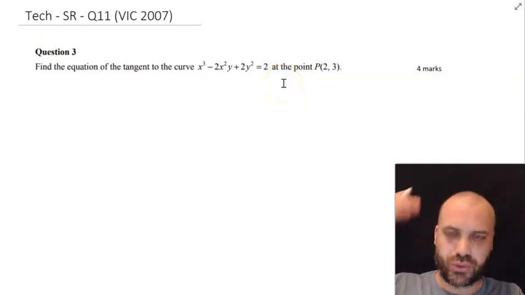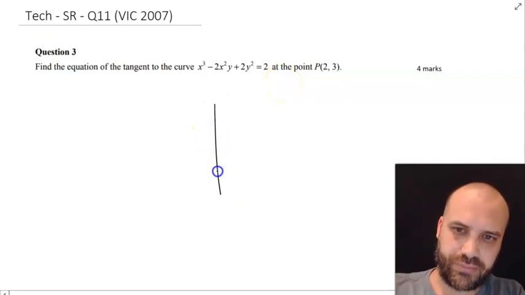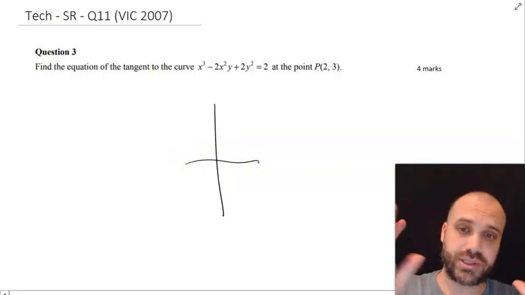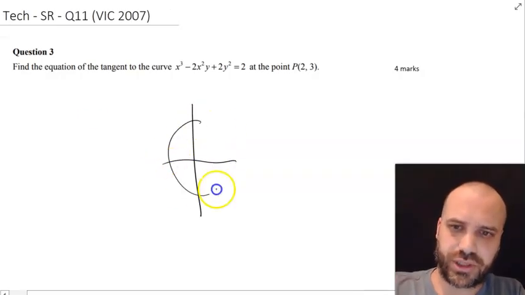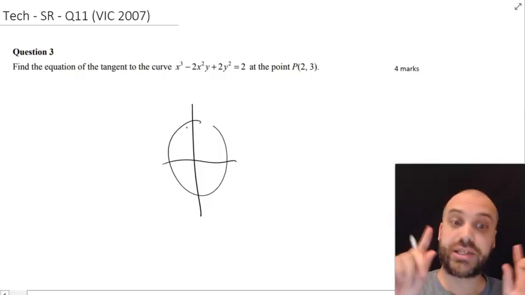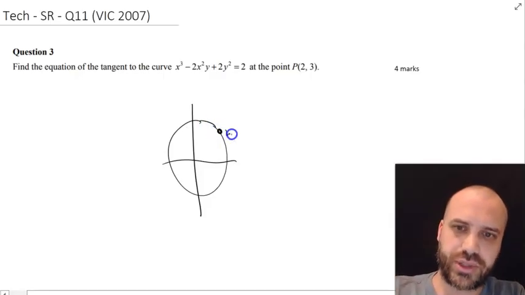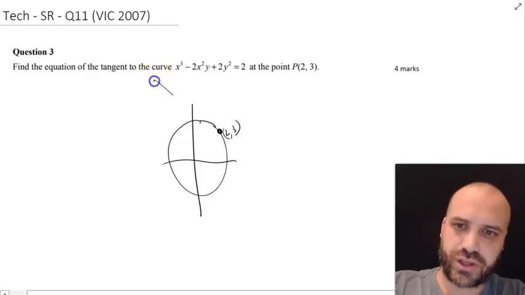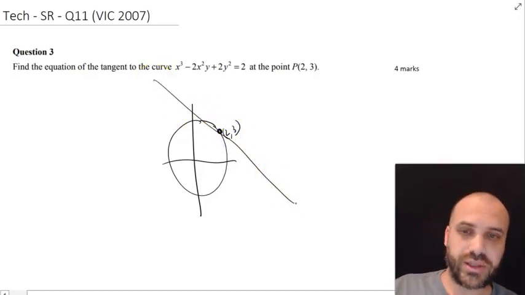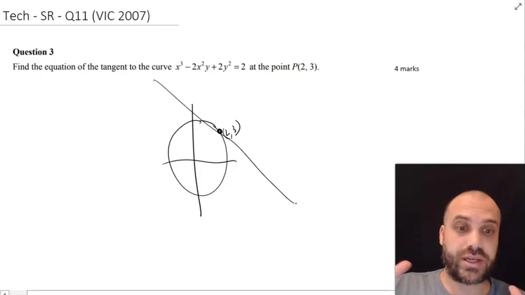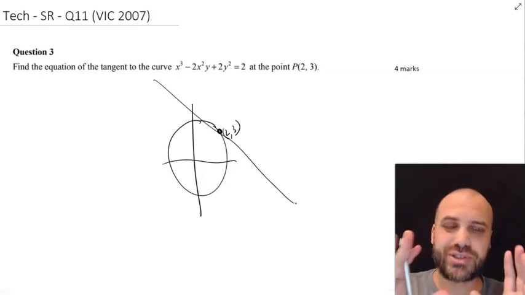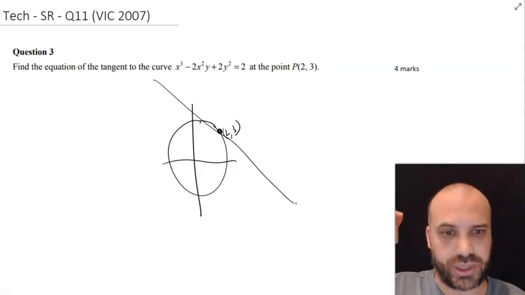For ease of thought, I'm going to draw something, right? I have no idea what this looks like, but I'm just going to draw like a circle because that's the simplest relation. It's not a circle. Let's make that clear, but I'm just going to draw that there. There's a point on there, (2, 3), and we're trying to find the equation of that thing. Now, I don't know if it has a negative gradient or a positive gradient, but this is just to get in my head what I'm doing, right?